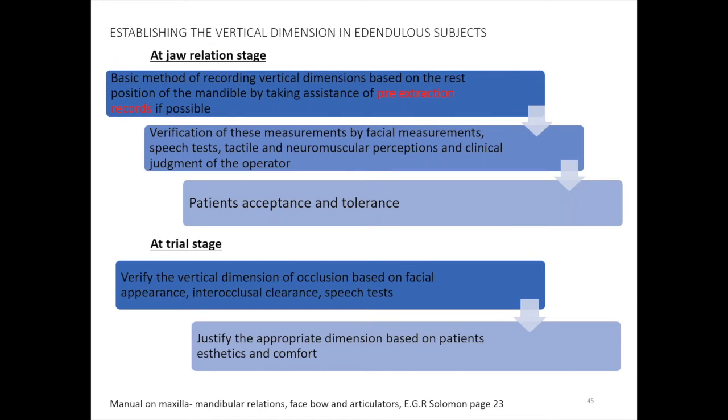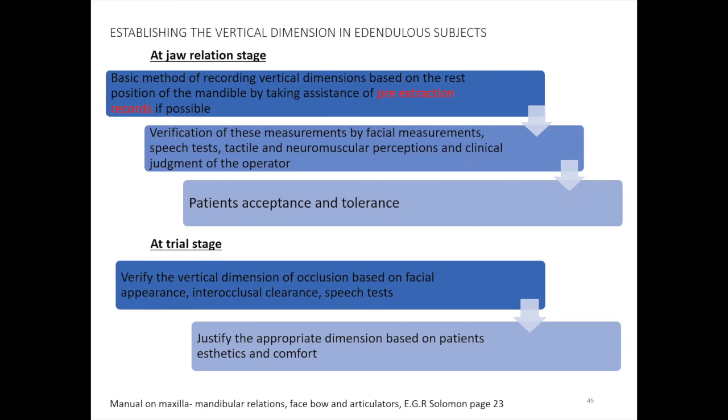So coming to establishing of vertical dimension in edentulous subjects, at the jaw relation stage, the basic method of recording vertical dimensions is based on the rest position of the mandible, by taking assistance of pre-extraction records if possible, and verification of these measurements by facial measurements, speech test, tactile and neuromuscular perceptions, and clinical judgment of the operator, patient acceptance and tolerance. At the trial stage, verify the vertical dimension of occlusion based on the facial appearance, interocclusal clearance, and speech tests. Justify the appropriate dimension based on patient's aesthetics and comfort.